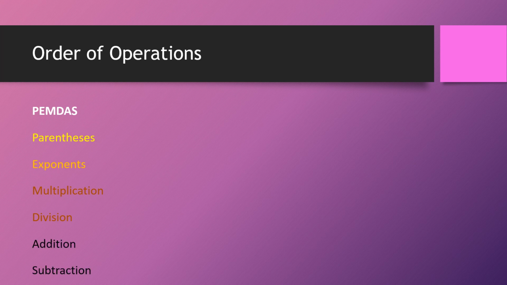A standard mnemonic we use for the order of operations is PEMDAS. PEMDAS is an acronym that stands for parentheses, exponents, multiplication and division, and addition and subtraction. We need to apply each of these operations, from left to right, in that order, when it is necessary to do so.